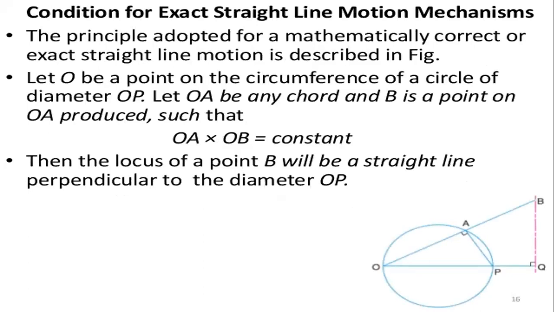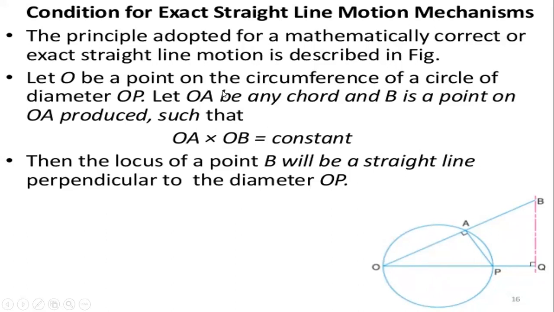Next, what are the conditions to be existed in the straight line motion mechanisms, that is exact straight line motion? So the principle adopted for a mathematically correct or exact straight line motion is described in the figure. You can see the crank here, and two types of lengths have been given, OB and OQ. The straight line generated is the BQ. BQ is the straight line generated from these two points.